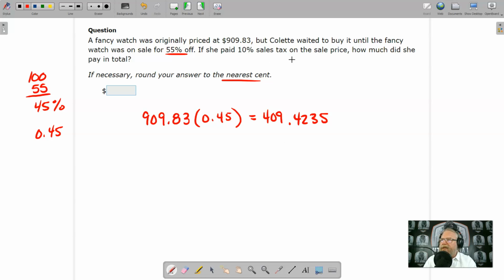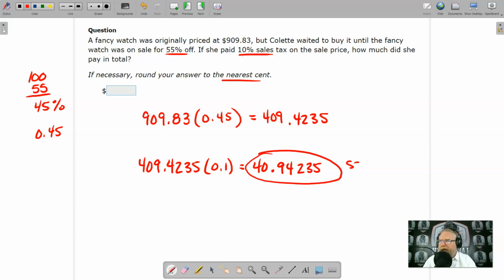So now she pays 10% sales tax on the sale price. So the sale price is the 409.4235. Now she's going to pay 10% sales tax. 10% is 0.1, so we need to find out what the sales tax is. I have that number already in my calculator, so I'll put times 0.1. And that's going to give me 40.94235. Now this is the sales tax right here.